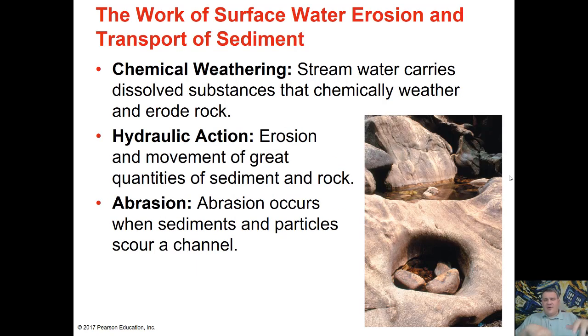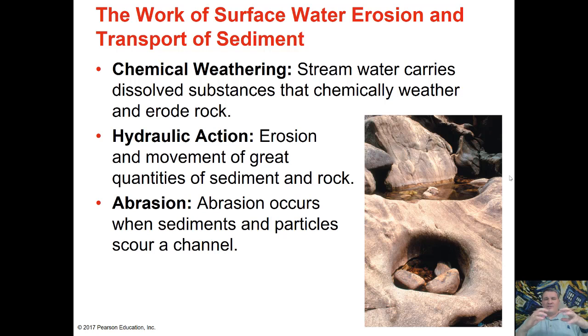Some other things that water is going to be doing during this is it can actually provide chemical weathering. If you remember from previously, chemical weathering is the breaking down of rock through chemical processes. Rainwater is slightly acidic, which means that river water is also going to be slightly acidic, which can dissolve and erode rock. We also are going to get hydraulic action. This is erosion and movement of large amounts of sediment and rock as this material is flowing, and this will also lead to abrasion.